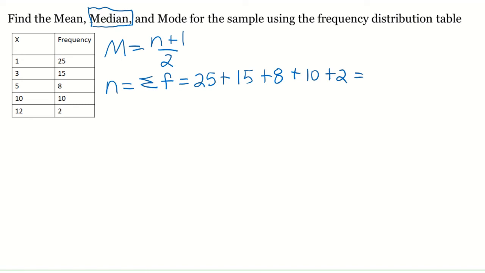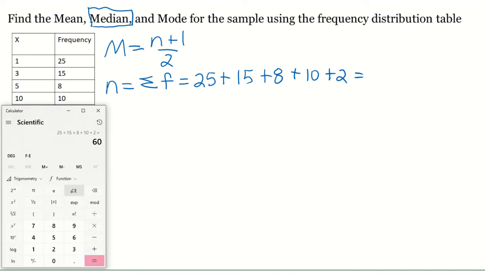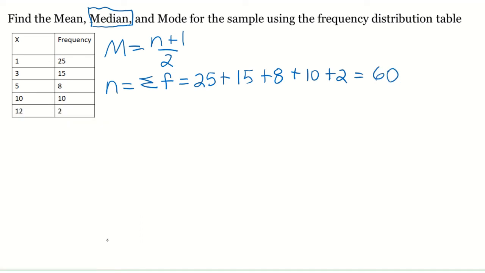So let's go ahead and put those in our calculator. That's going to be 25 plus 15 plus 8 plus 10 plus 2 equals 60. So we have 60 data points in our sample size.